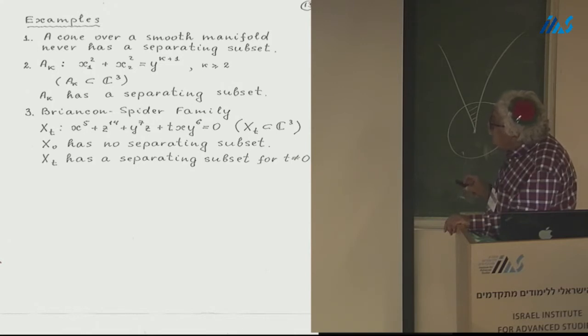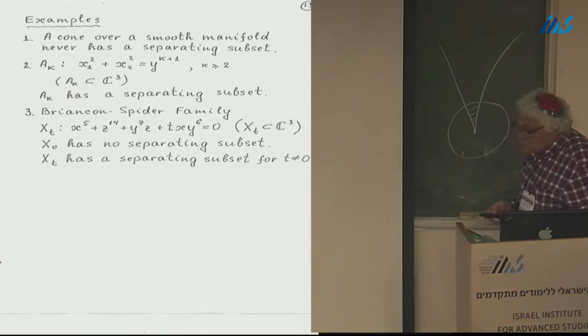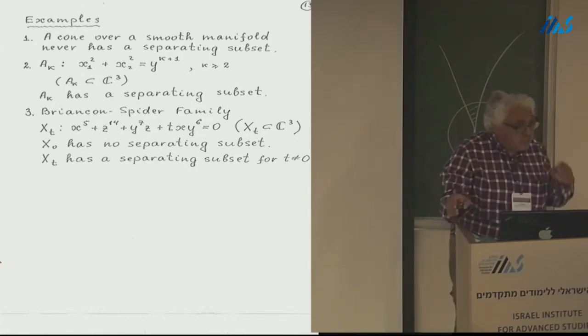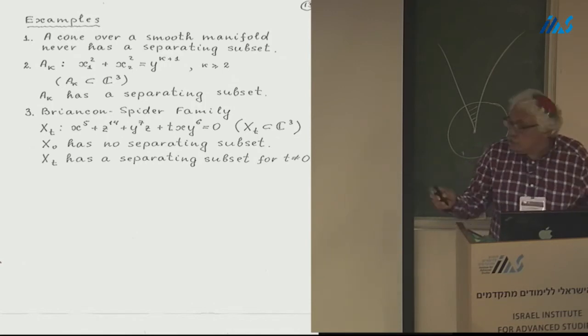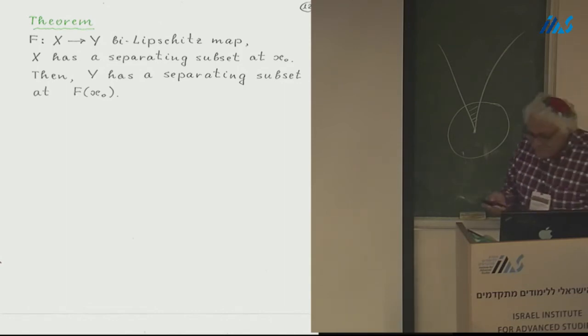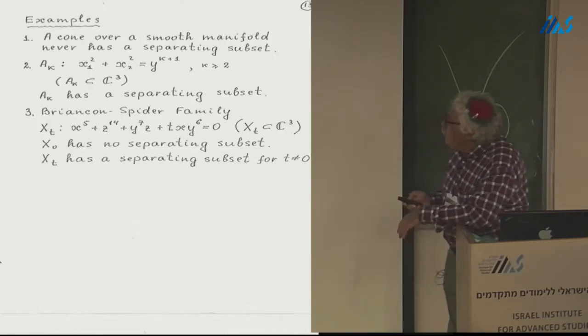Then I was talking about the Kleinian singularity, and then the Brianson-Spader family has no separating set when t equals zero. And for other t, it has a separating set. So the existence of a separating set is by Lipschitz invariant? Yeah, the existence of the separating set is by Lipschitz invariant. This is in the previous slide.